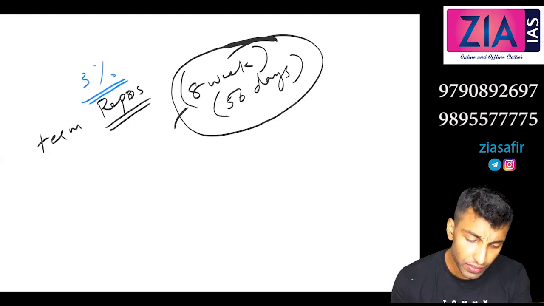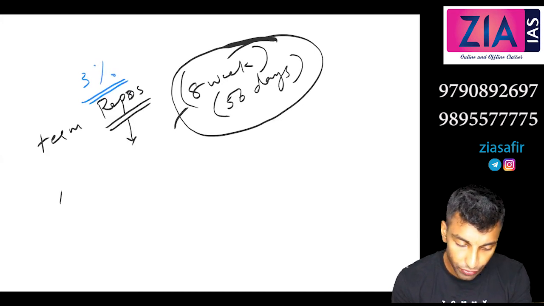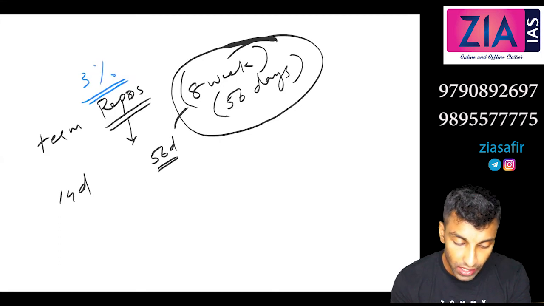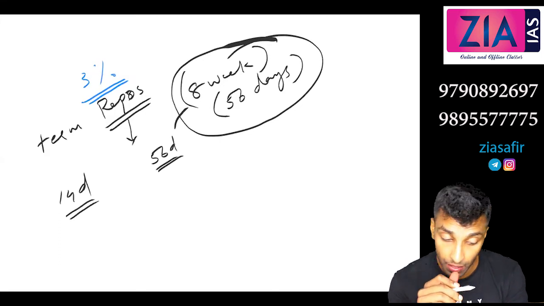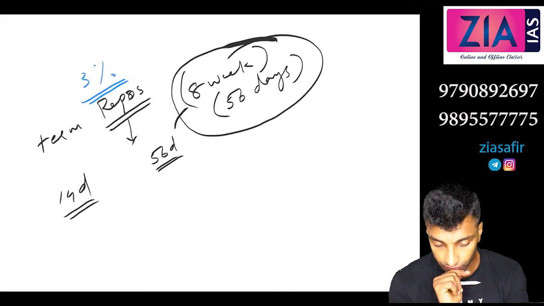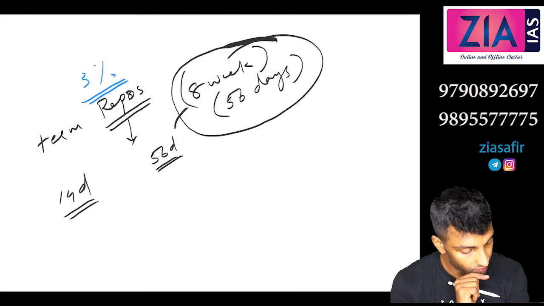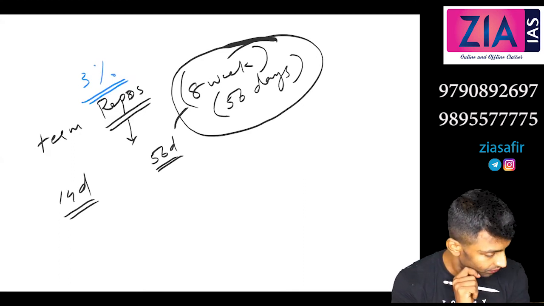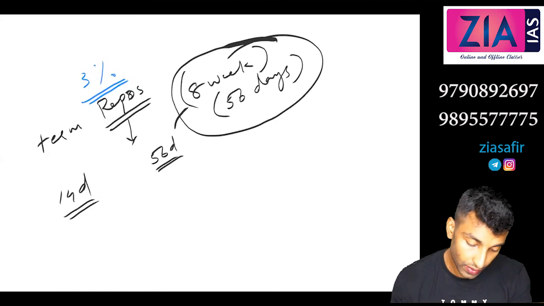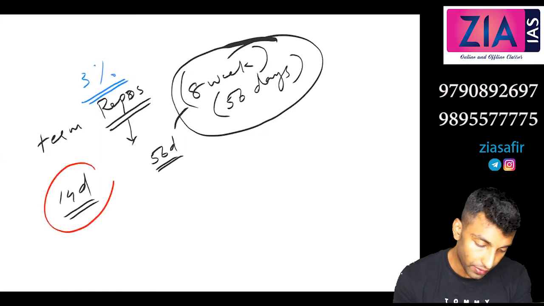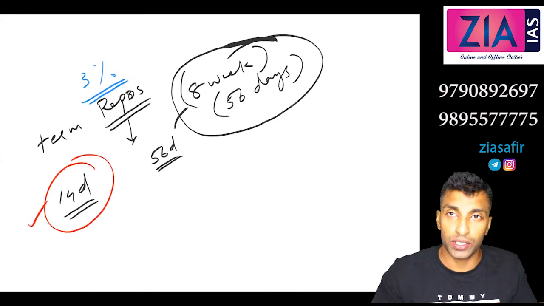So the interest is actually different. But which one will serve as the policy rate? I have told you repo will serve as the policy rate. So now you have 14 days repo and you have 56 days repo. Which one will serve as the policy rate? This will serve as the policy rate. Okay, 14-day repo will serve as the policy rate.